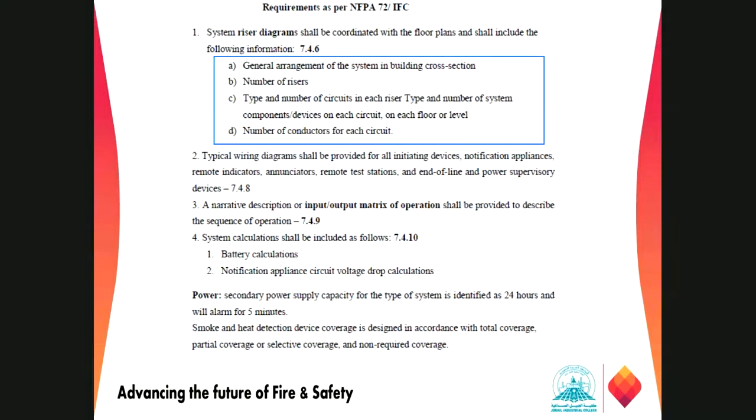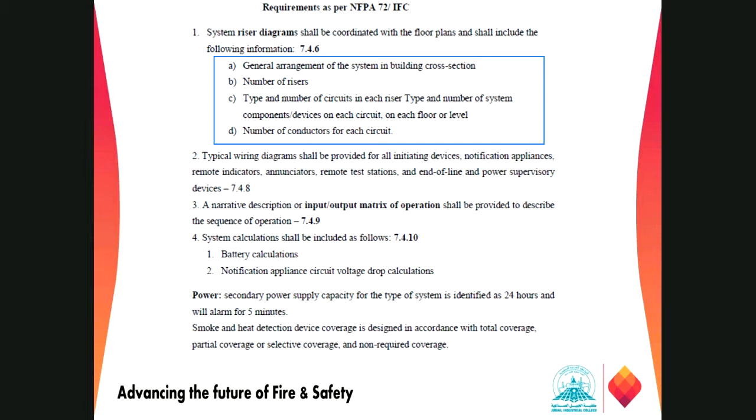The riser diagram. How are you going to make the riser diagram? The one we discussed in the beginning. General arrangement of the building, the cross sectional view of the building, and the floor plan. Number of risers, type and number of circuits in each riser, location of the circuit, number of conductors for each circuit. Wiring details as per 7.4.8 of NFPA 72.